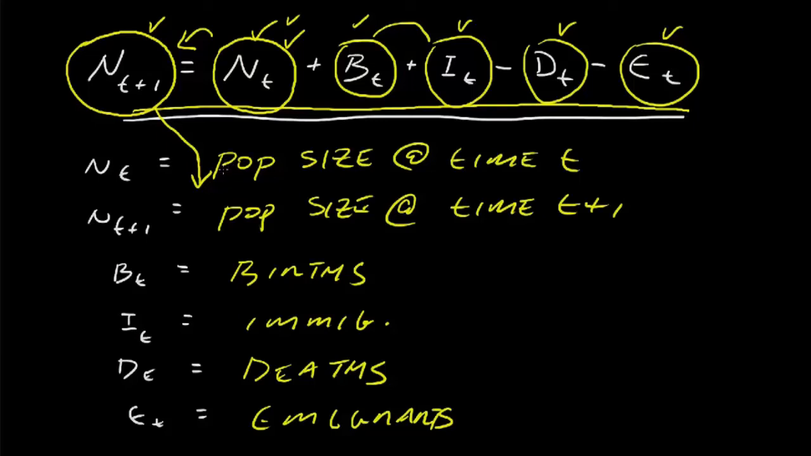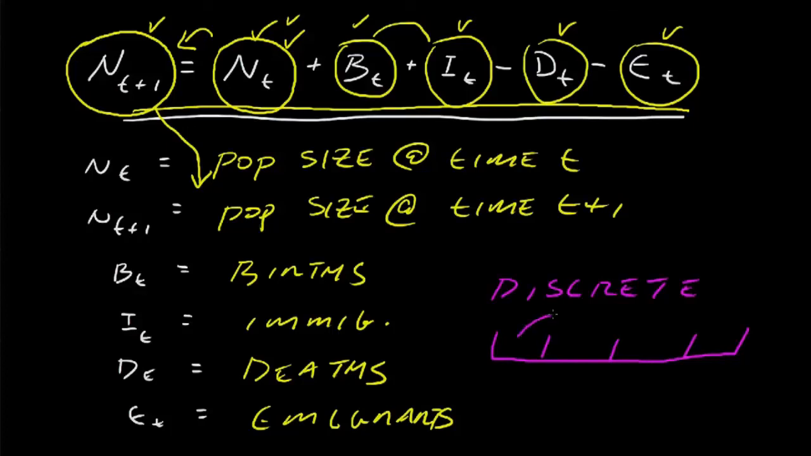So there's one more point I want to make here. With this model, we are assuming that time occurs in discrete units. So we're assuming that time is like years or seasons, and so we're projecting population changes from one discrete unit to the next. So time is not assumed to be continuous.